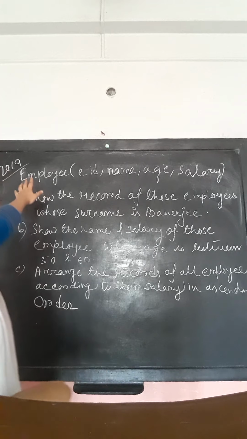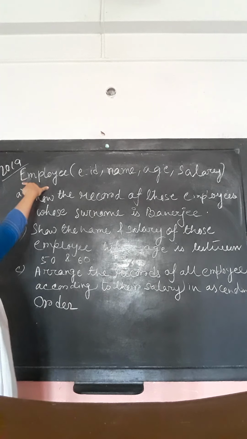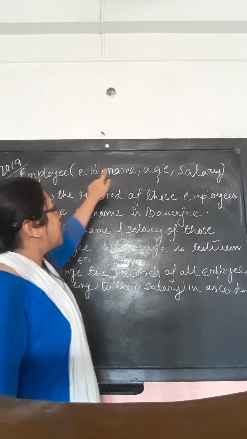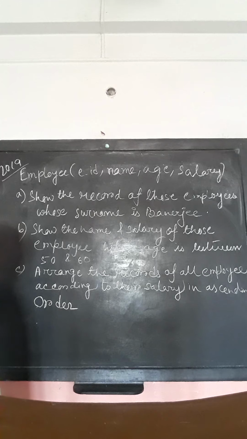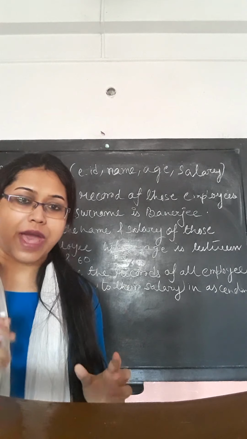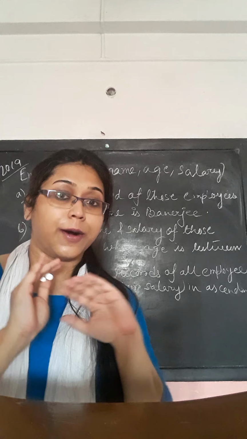You can see here a relation is mentioned, named employee. What are the attributes? The attributes are EID, name, age and salary. These are all the attributes of the employee relation. Now there are some queries mentioned. You have to write the query based on these questions.